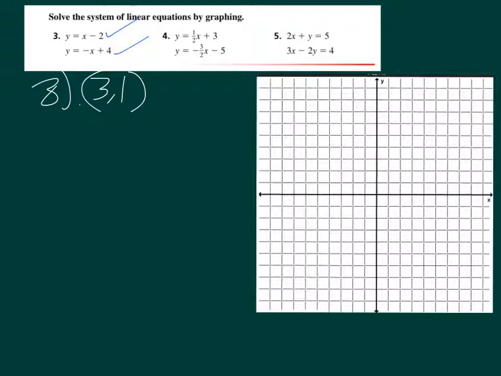So on number 4, top line, my y-intercept is 3. My slope is up 1 over 2. So I'm going to draw a few points with that slope after 3. I can also go down 1 and left 2 and stay on that same line. Okay, and I'll draw my line here real quick.